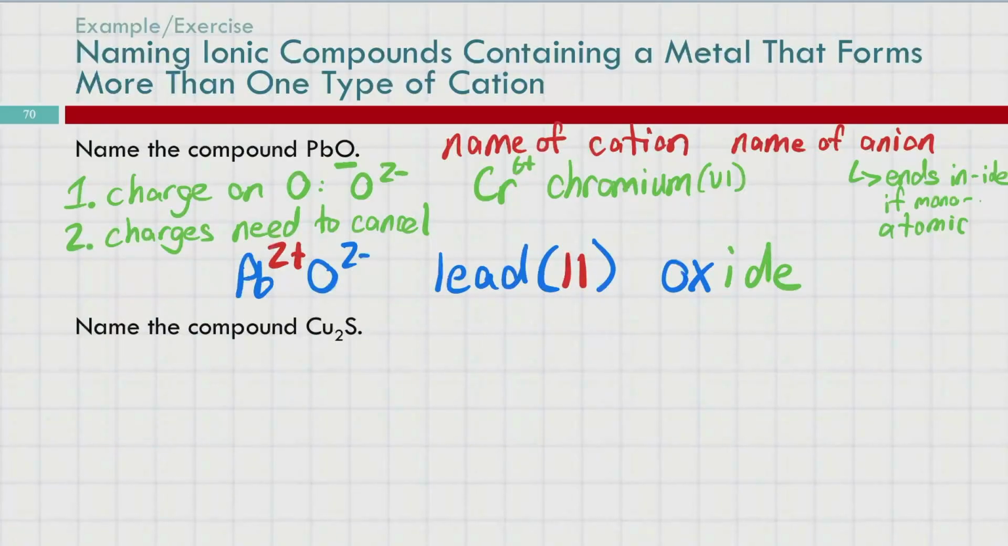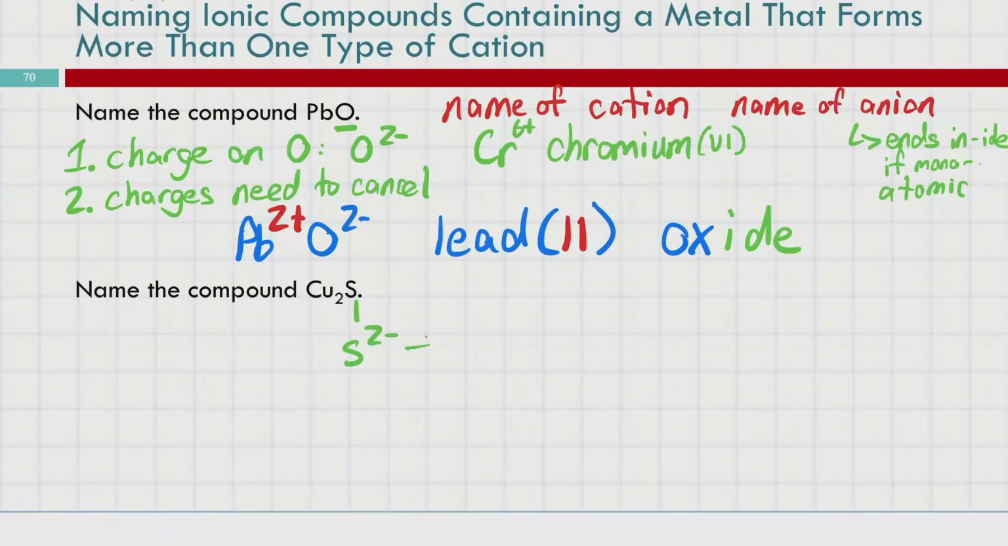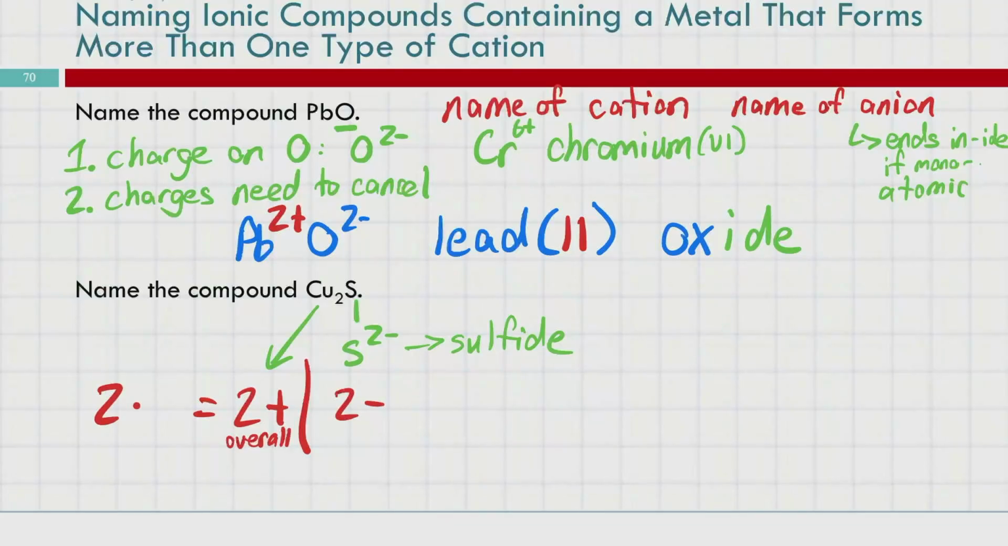Okay. Naming the compound Cu2S, we need to figure out the charge on our sulfur. Our sulfur is just below oxygen. It's going to have the same charge, so it's going to be sulfur 2 minus. That would be the sulfide ion, or just sulfide. The copper has to have a charge that balances out the 2 minus. So it's going to have a 2 positive overall charge split between 2 coppers.